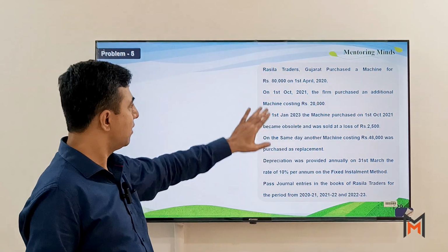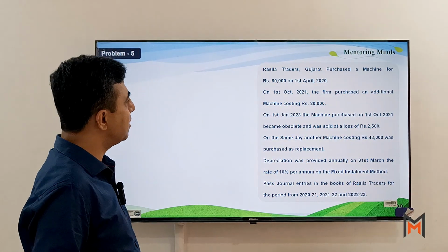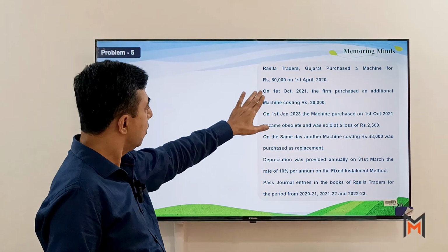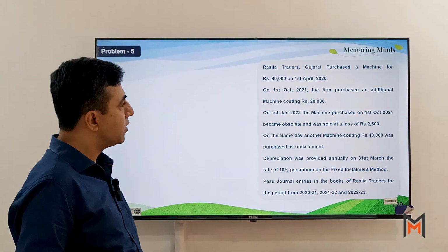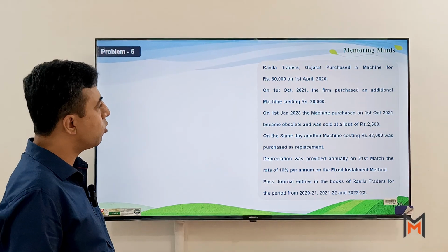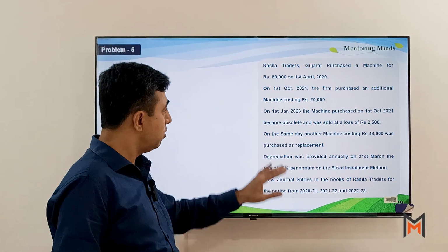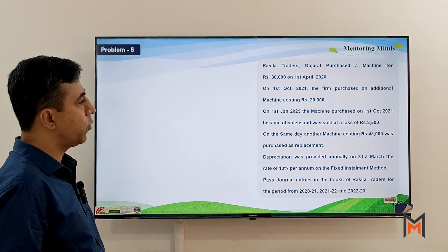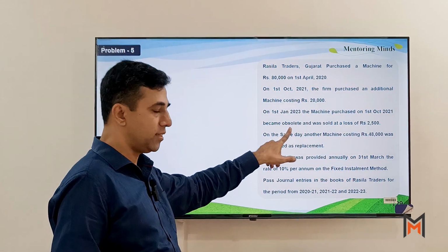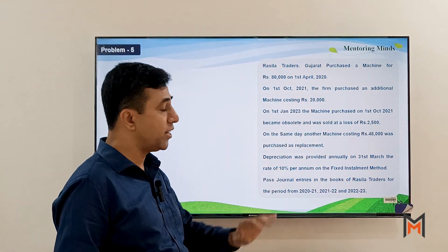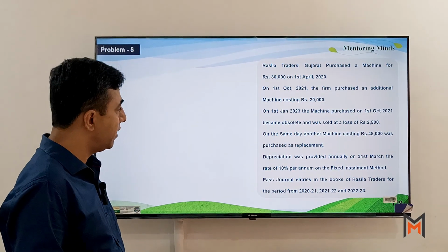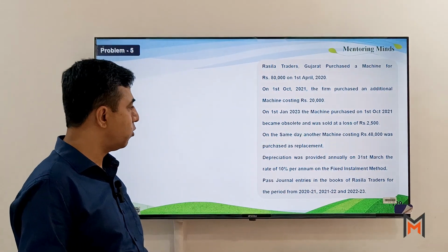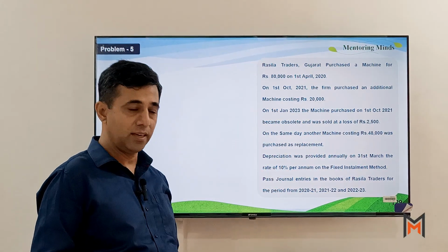Here, Rasila Traders Gujarat purchased a machine for rupees 80,000 on 1st April 2020. On 1st October 2021, the firm purchased an additional machinery costing rupees 20,000. On 1st January 2023, the machine purchased on 1st October 2021 became obsolete, पुरानी हो गई, and was sold at a loss of rupees 2,500. On the same day, another machine costing rupees 48,000 was purchased as replacement.